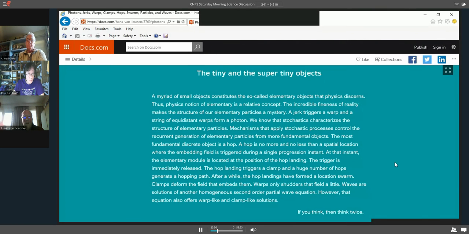So can you tell us, based on your theory, for example, what is the difference between, say, an electron and a positron in your theory? What makes those things different?